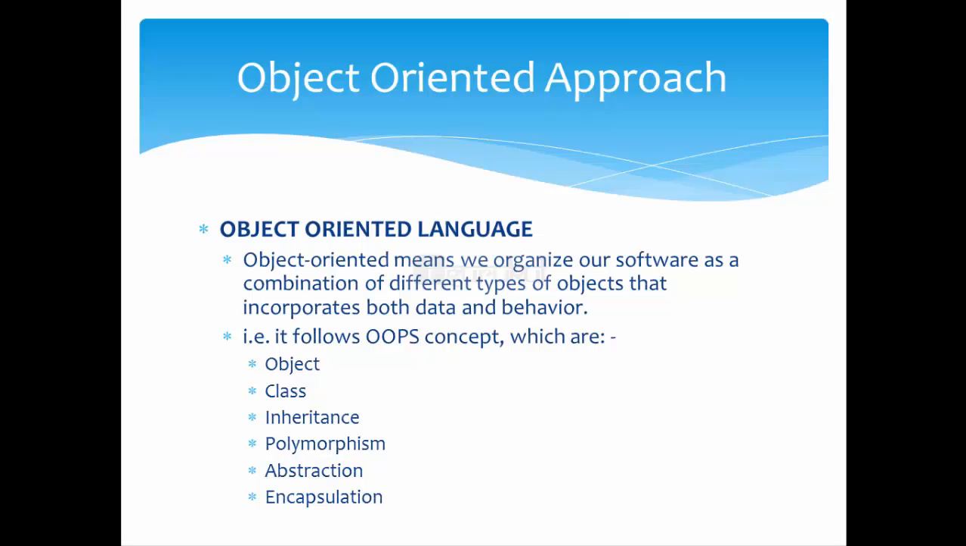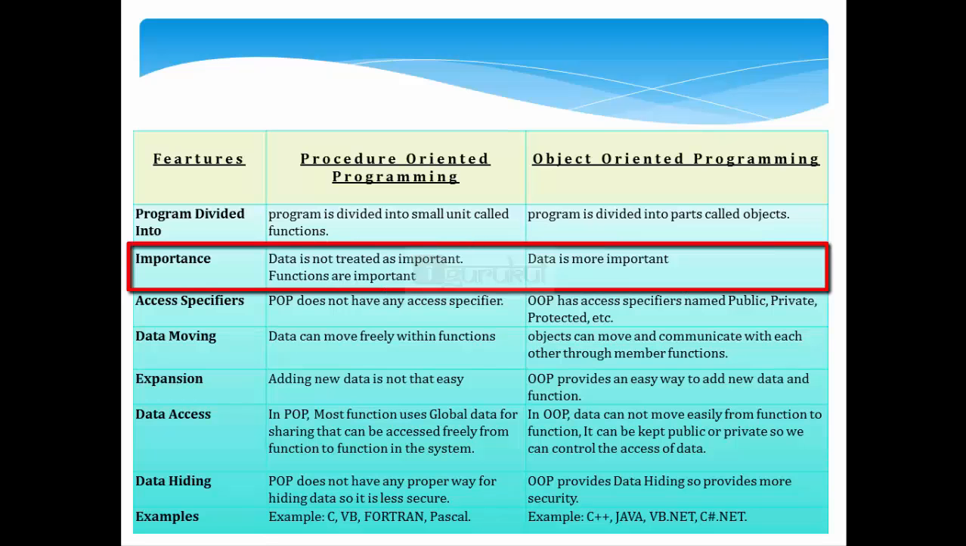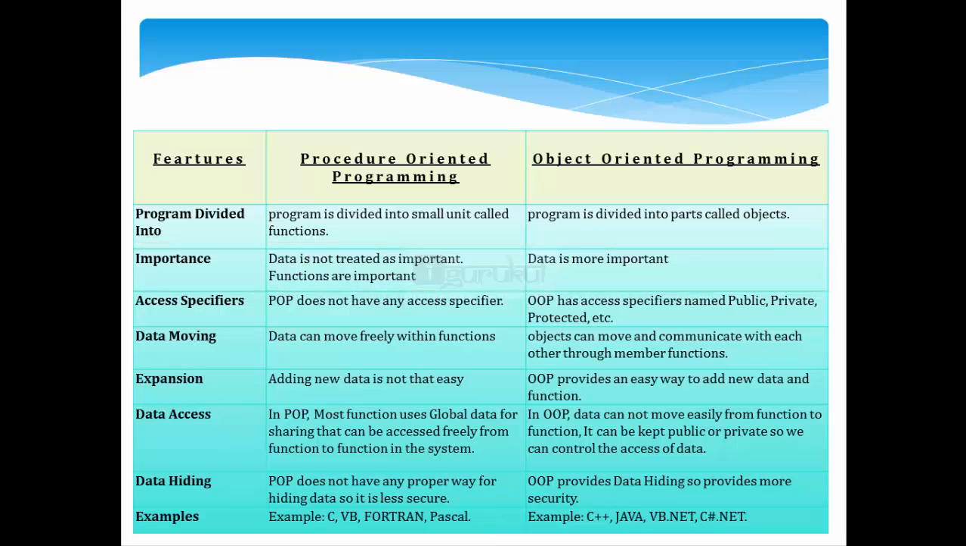So our next question was why we actually needed an object-oriented approach. What were the drawbacks of the previous approach, that was procedure-oriented approach? These are the few basic differences. There are many more, but the most important ones are that in procedure-oriented approach, data was treated as not that important, but in object-oriented approach, data is of much importance.